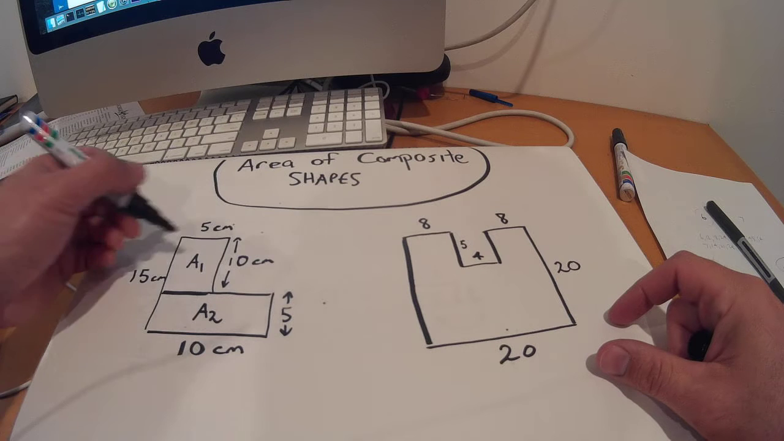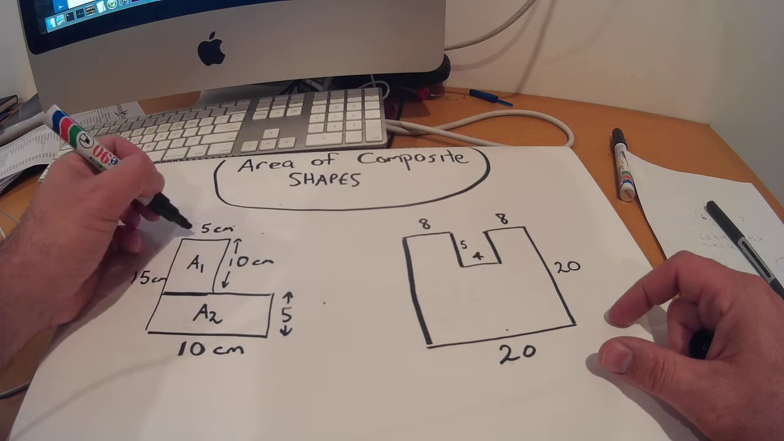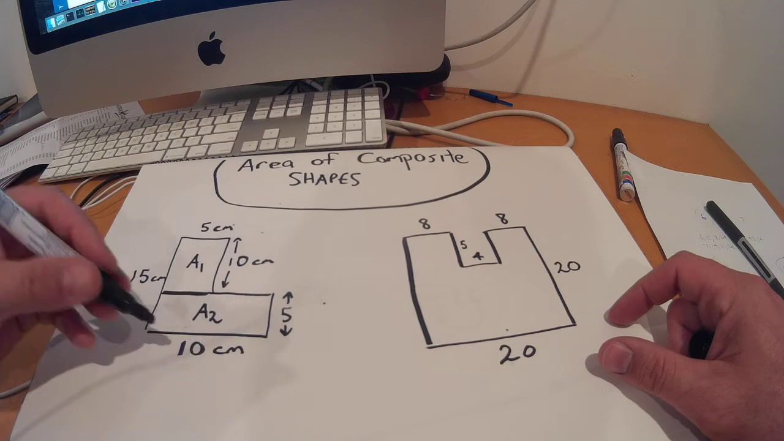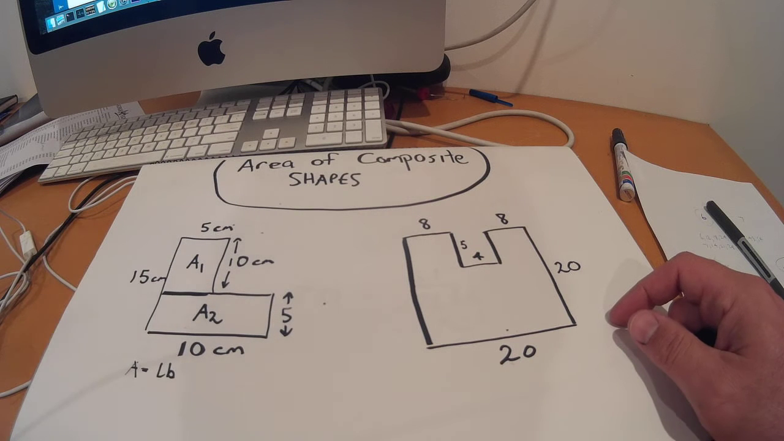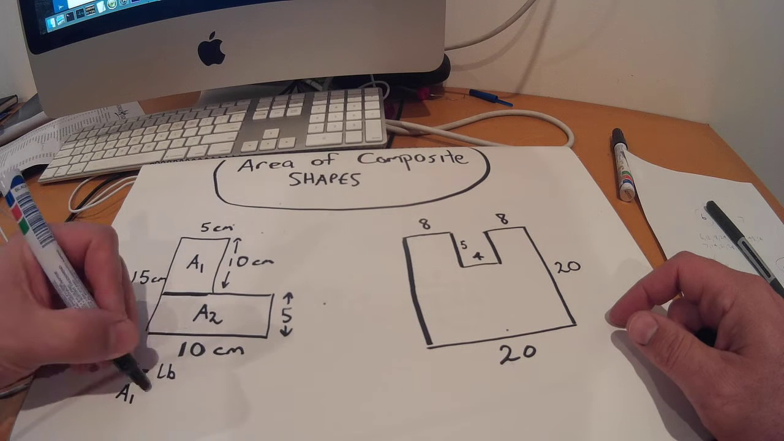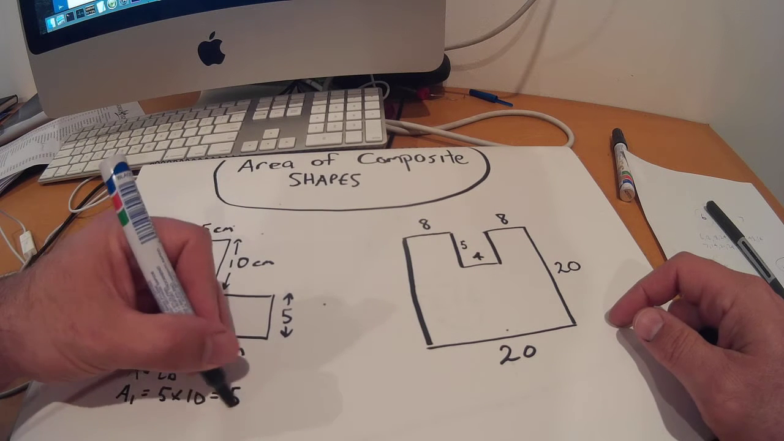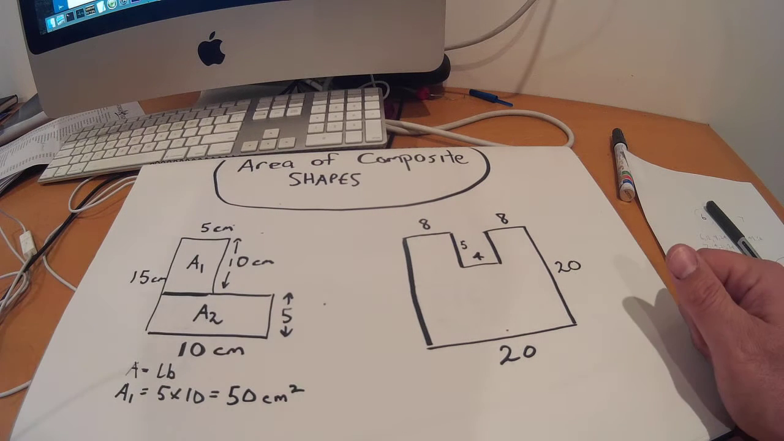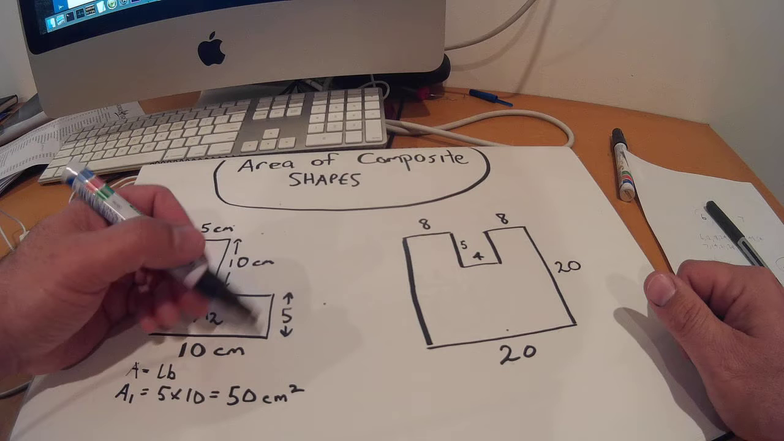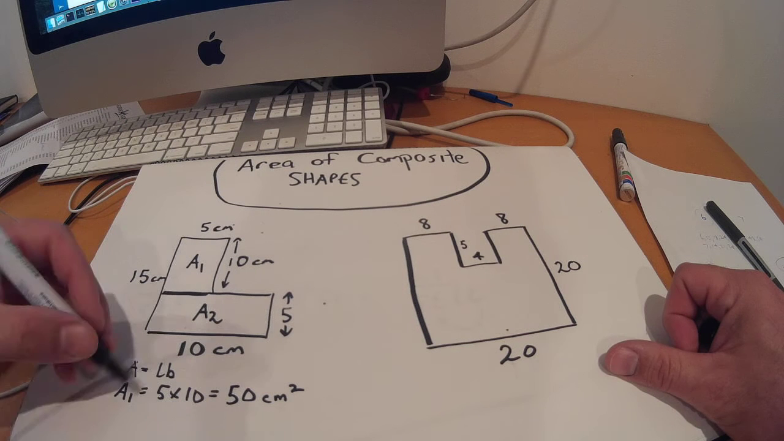So the area of area 1, it's a rectangle, and it has this side which is 10, we know that, and this side that's 5. And we know that area is length times breadth, so we'll write that down. A equals L times B, which we learned in the last video. So we would say A1 is equal to 5 times 10, which is 50 centimeters squared. Don't forget the centimeters squared. And then we look at A2. A2 is 5 by 10 also. So knowing that it's 5 by 10, we would say A2.